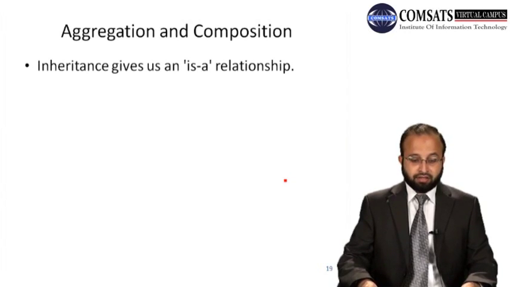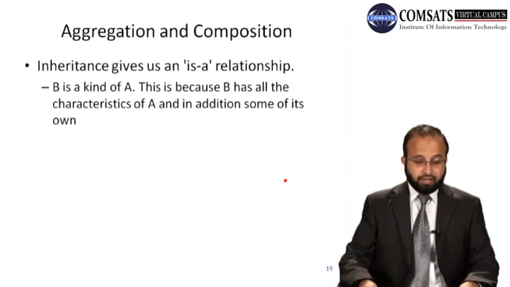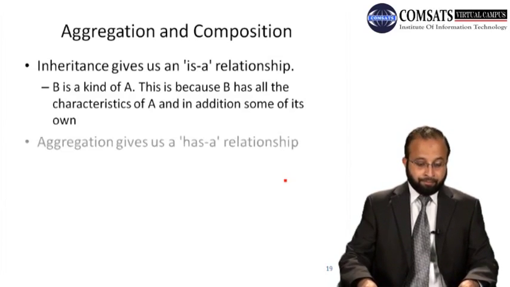So inheritance gives us an is a relationship, that is we already know. Manager is a employee, scientist is a employee, laborer is a employee, foreman is a laborer, right? So that is all is a relationship. So A is a kind of B is a kind of A. This is because B has all the characteristics of A and in addition some of its own, right? So B is a derived class, A is a base class.